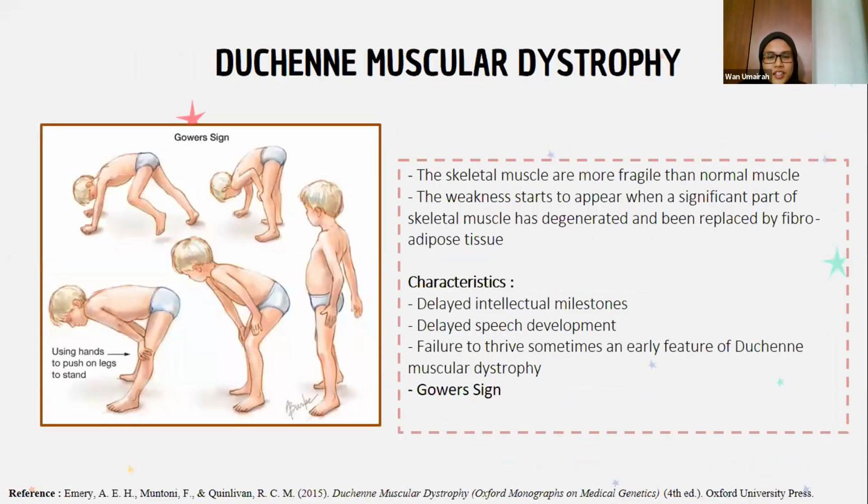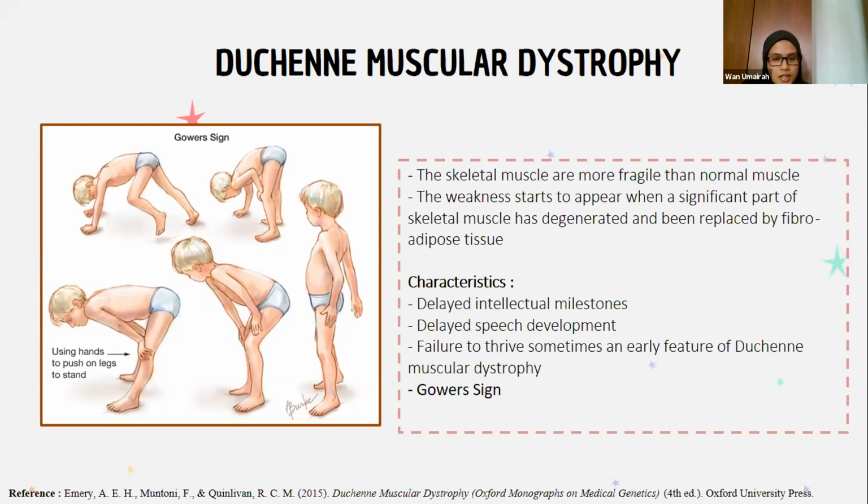And next is Duchenne muscular dystrophy. It's when the skeletal muscles are more fragile than normal muscle. The weakness starts to appear when a significant part of the skeletal muscle has degenerated and been replaced by fibroadipose tissue. So the characteristics can be delayed intellectual milestones, delayed speech development, failure to thrive, and also Gower sign.